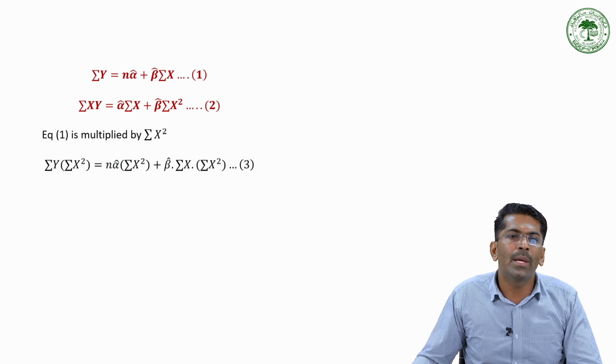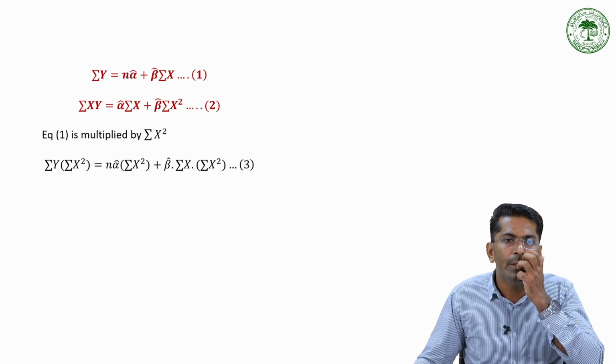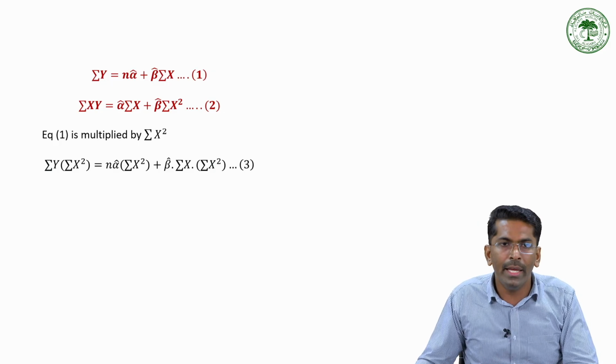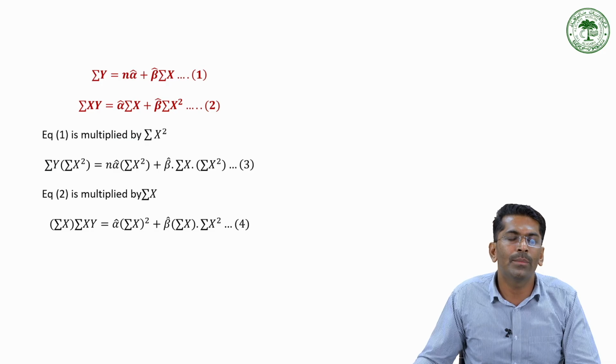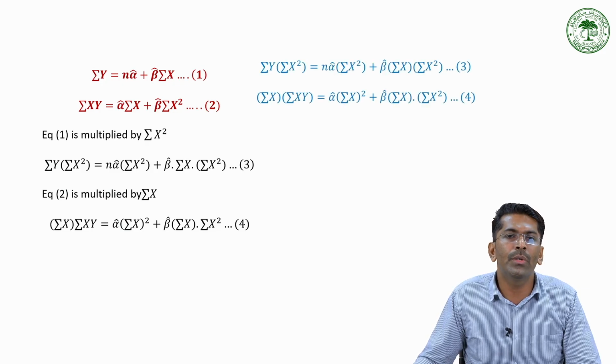So it will become sum of y into sum of x square, which is equal to n into alpha hat into sum of x square plus beta hat sum of x into sum of x square. This I am denoting as equation number 3. Then the second equation I am going to multiply by sum of x. So it will become sum of x into sum of xy, which is equal to alpha hat sum of x into sum of x, which will become sum of x square, plus beta hat into sum of x square, which is already there.